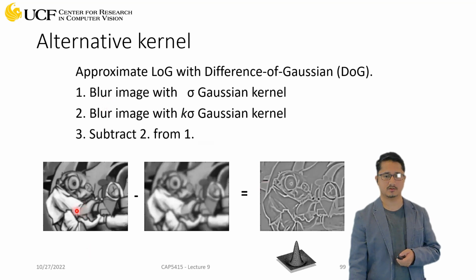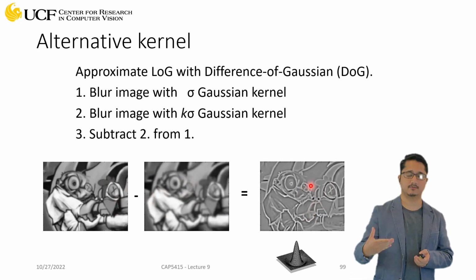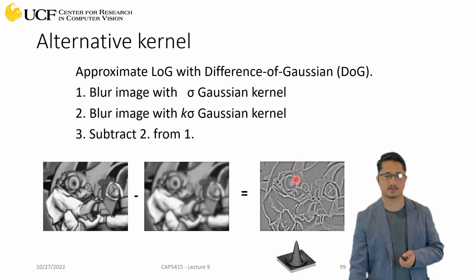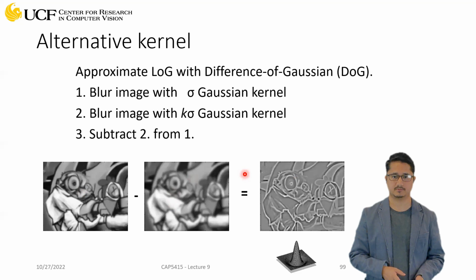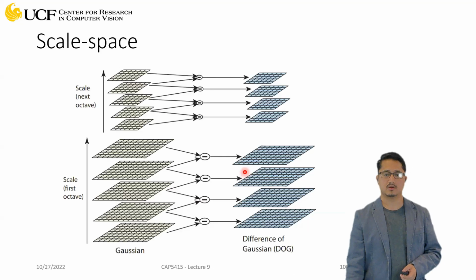So this is your image, and this is the image smoothened using the first Gaussian kernel, and this is the second Gaussian kernel, which has a slightly bigger standard deviation. That's why it's blurry. You subtract these two, you get this image, and this is exactly what you will get if you smoothen your image using a Laplacian of Gaussian kernel. So that's a very, very interesting approximation. Now, how can you use that when you are computing features for SIFT?